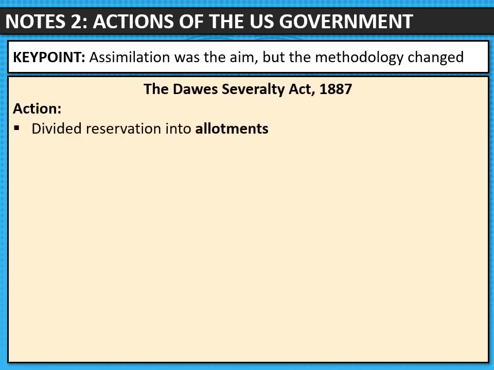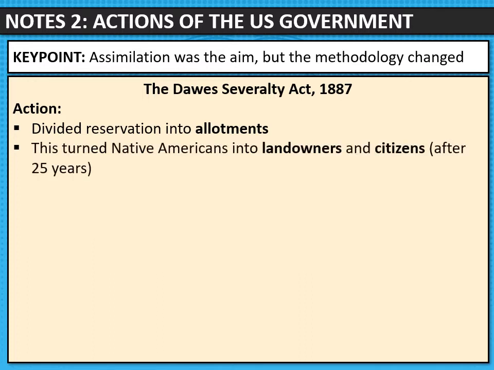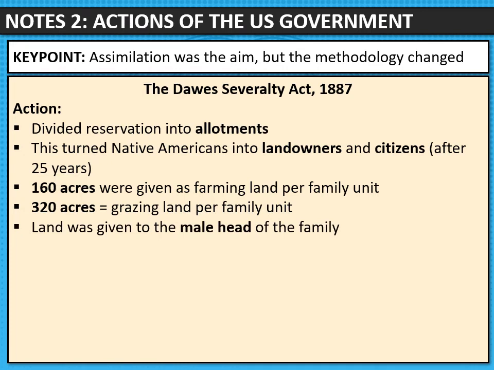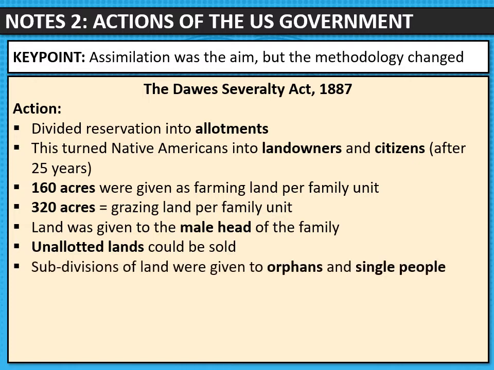The Dawes Act, therefore, divided reservations into allotments, hence the term allotment policy, and this turned Native Americans into landowners and citizens after 25 years. 160 acres were given as farming land per family unit, or 320 acres of grazing land per family unit. Land was to be given to the male head of the family, and any unallotted lands that were left over could now be sold. If you're an orphan or single, you would also get land, but this would be a smaller amount.